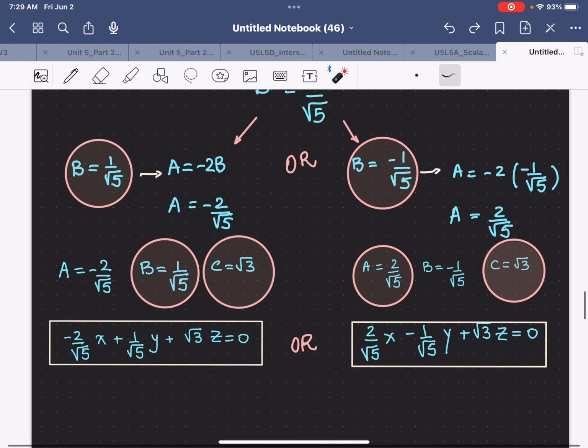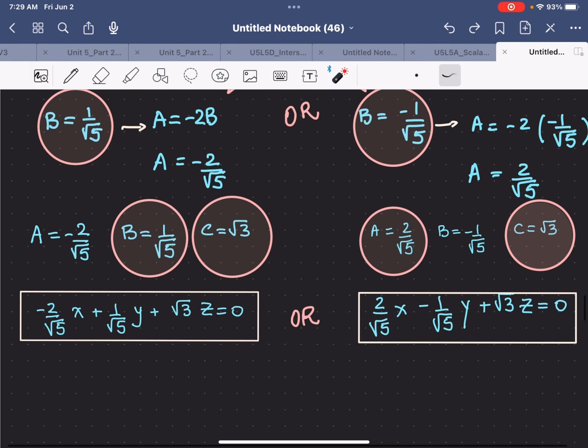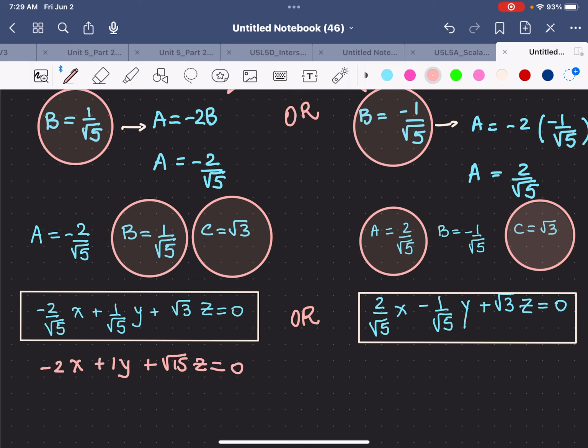Again, are these the only two equations? The answer is no. You can multiply here by root 5. If we multiply by root 5, we would get negative 2x plus 1y plus root 15 z equals 0. Here goes another equation. Can we change this even more? You can multiply every term by 100, and you can get a different equation for the plane, and so on and so forth.